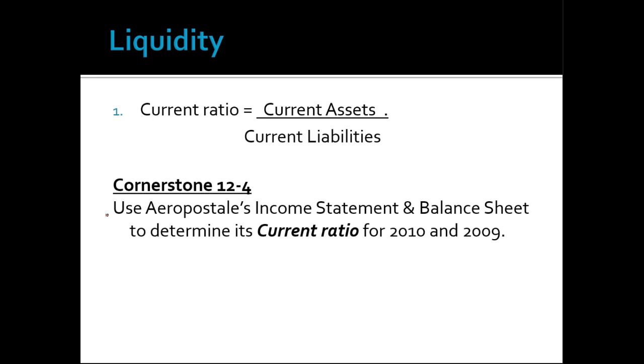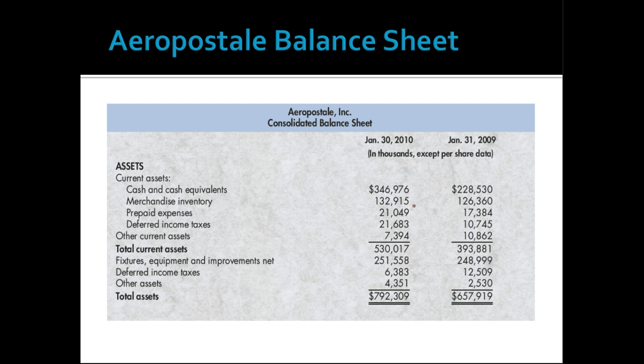Think about it. Excellent. I'm going to go to the balance sheet. So, let's go to Aeropostale's balance sheet. If I look at 2010, and I'm not going to work all the math in this video, you guys can work the math at home. But if I go here, I notice, hey, total current assets were $530,017,000. If you note, this balance sheet is in thousands, okay?